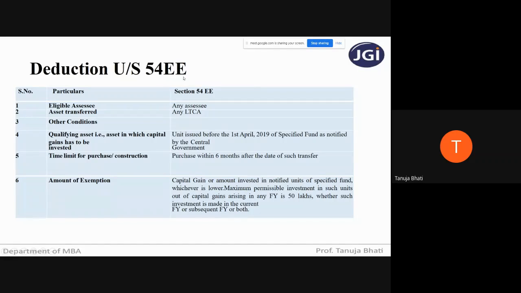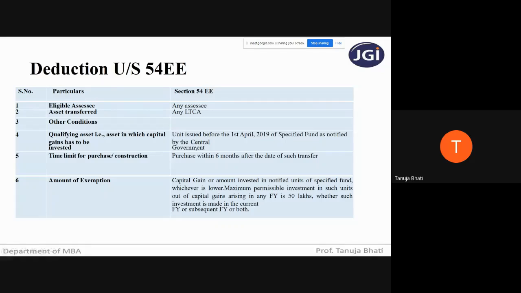Remember students, under section 54EE, this deduction is available to all the SSC, that is any SSC. The asset transferred should be a long-term capital asset, any long-term capital asset. Okay, it is not land or building or industrial undertaking or urban land or residential property. It can be any long-term capital asset. And that long-term capital gain should be invested in units issued before the 1st April 2019 of specified fund as notified by the central government.